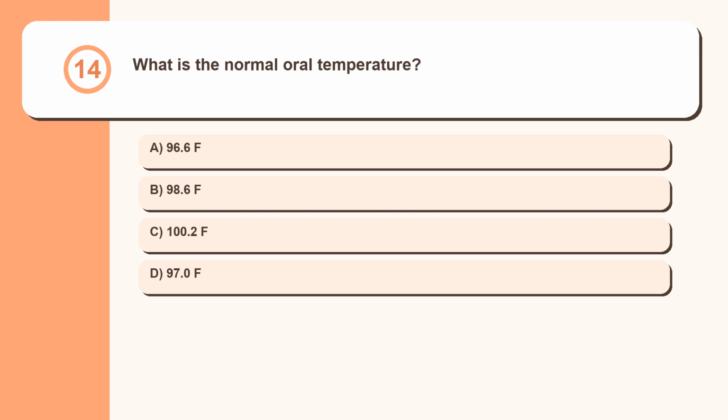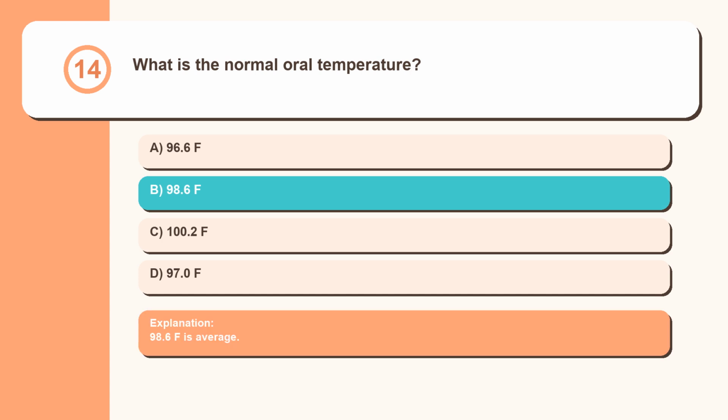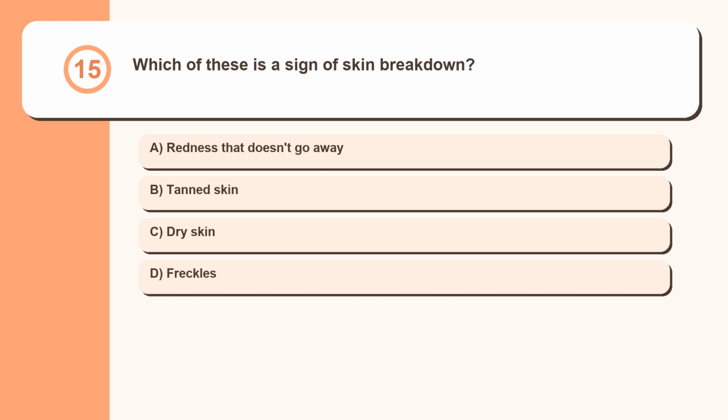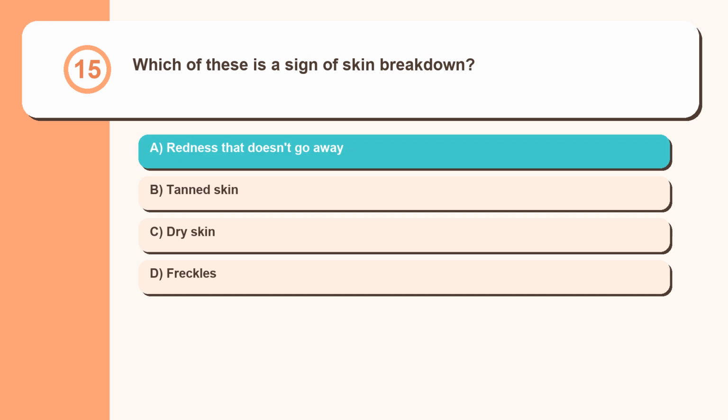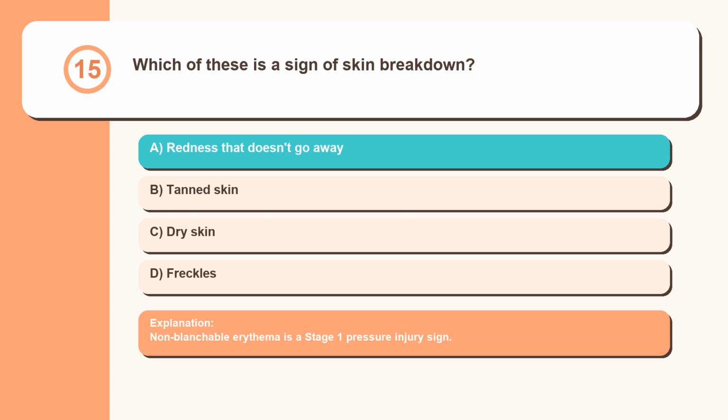Question 14. What is the normal oral temperature? 96.6 F, 98.6 F, 100.2 F, 97.0 F. 98.6 F is average. Question 15. Which of these is a sign of skin breakdown? Redness that doesn't go away. Tan skin. Dry skin. Freckles. Non-blanchable erythema is a stage 1 pressure injury sign.